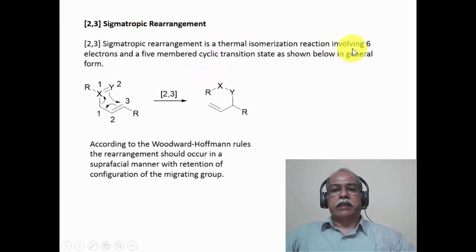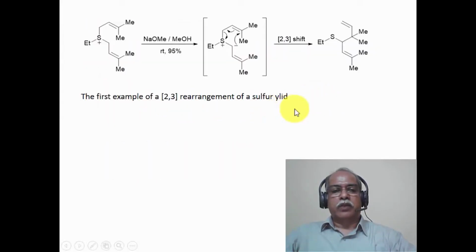These reactions take place through a 6 electron 5-membered cyclic transition state, because you can see the connectivity is between 2 and 3, so overall it will be a 5-membered ring cyclic transition state, in the general form shown in this particular example. Now the most common example, which is also the first example of a rearrangement of the type 2,3 rearrangement, is of sulfur ylide.